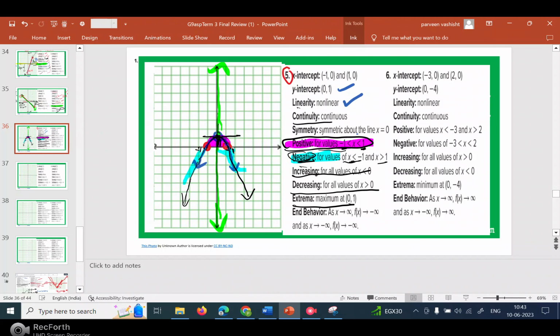Extrema, maximum: the value of the graph is maximum here. So maximum here, what is this point? 0 and 1, this is the maximum value.